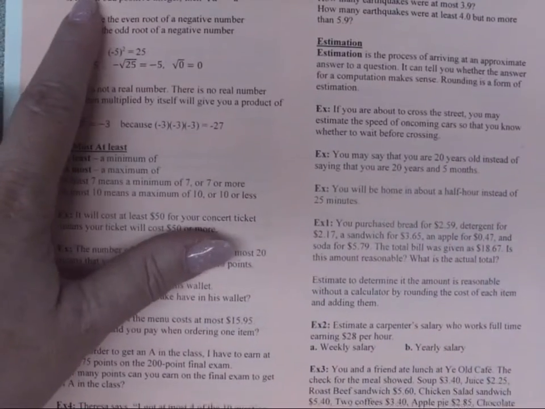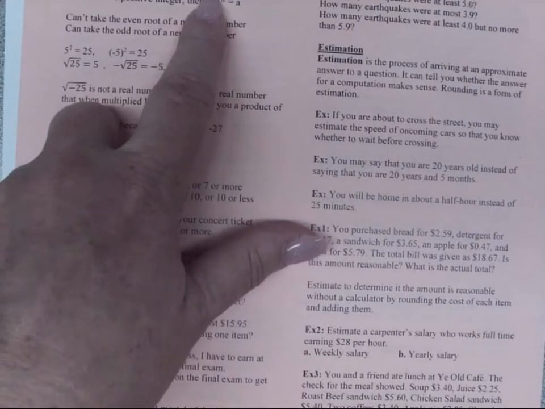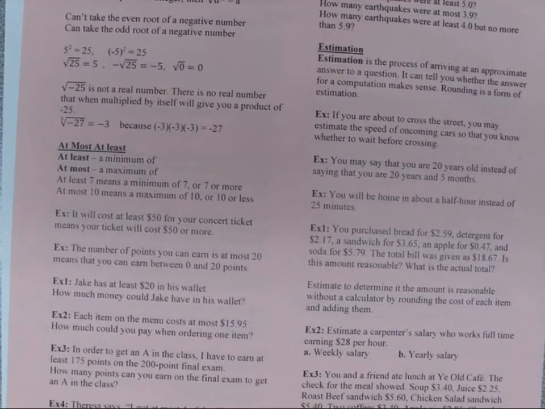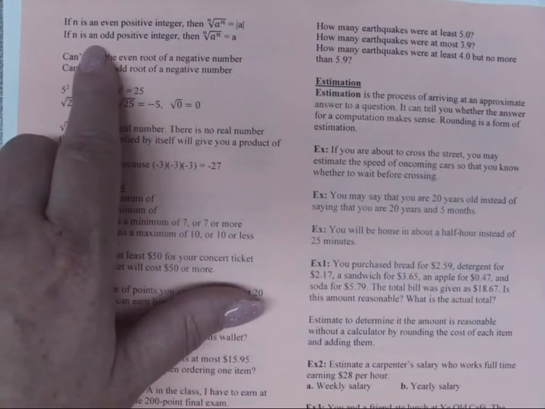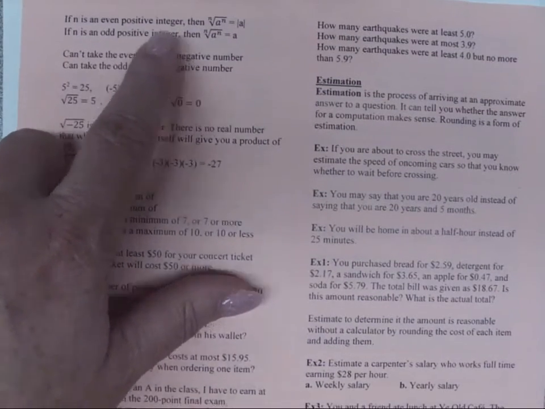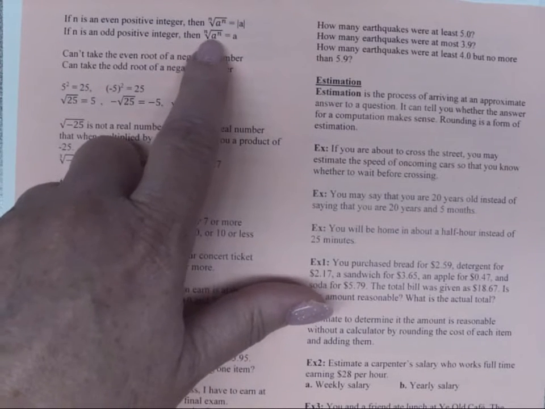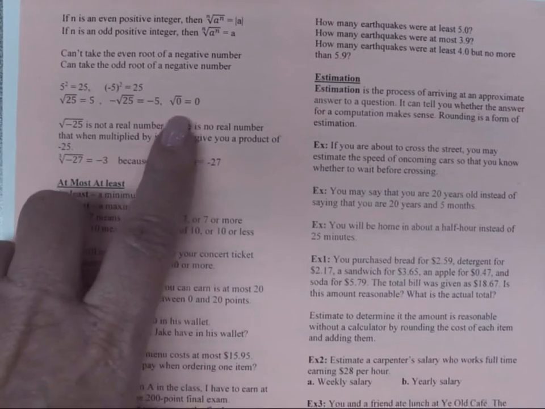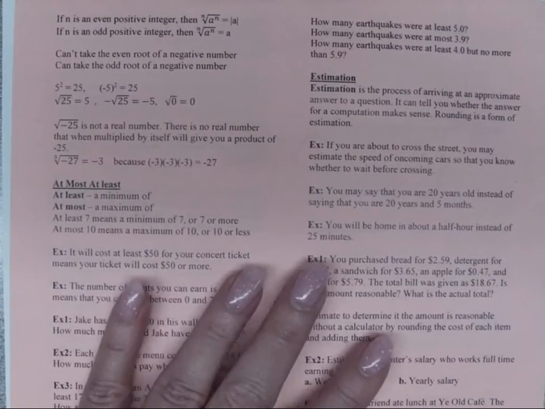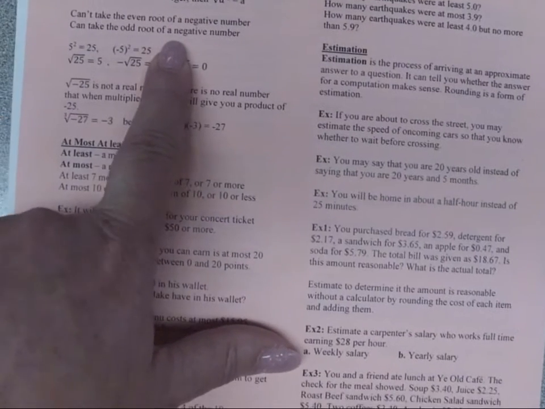If n, that index, is an even positive integer, so if we're taking the square root of it, we're going to get a positive value. That's what those absolute value bars mean. And if n is an odd positive, then it's just going to be a. So if you're taking the nth root of something to the nth power, it's going to be that number. The main thing you need to know is you can't take the even root of a negative number, but you can take the odd root of a negative number.